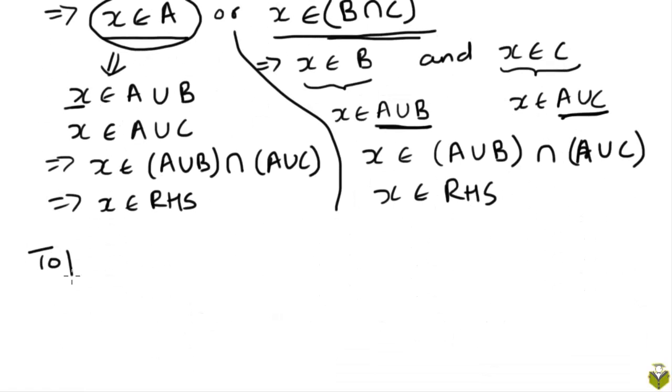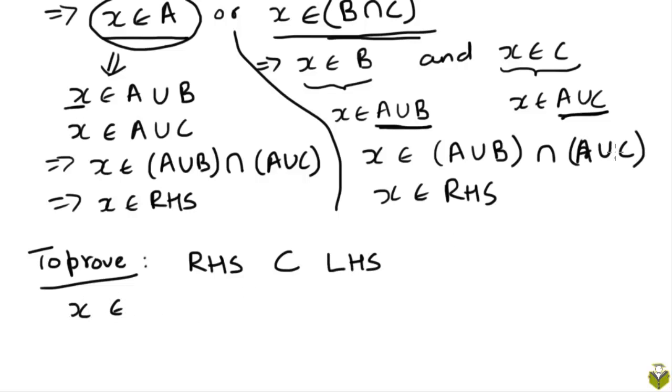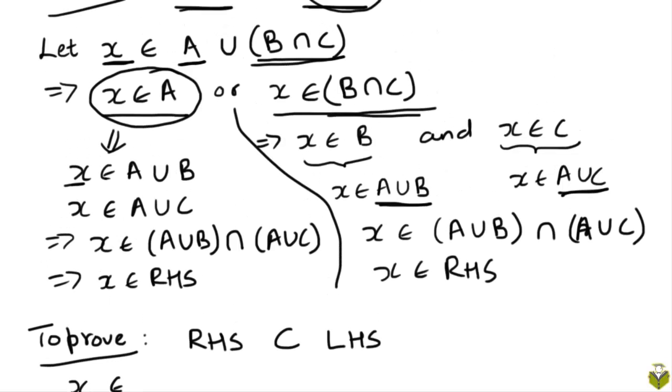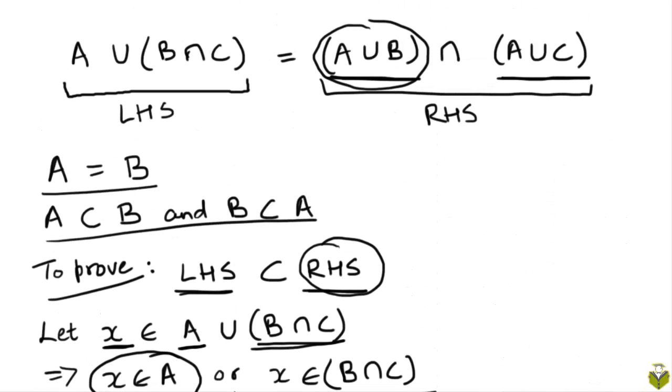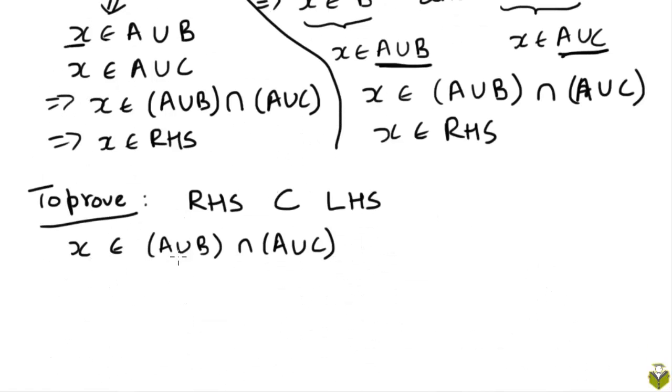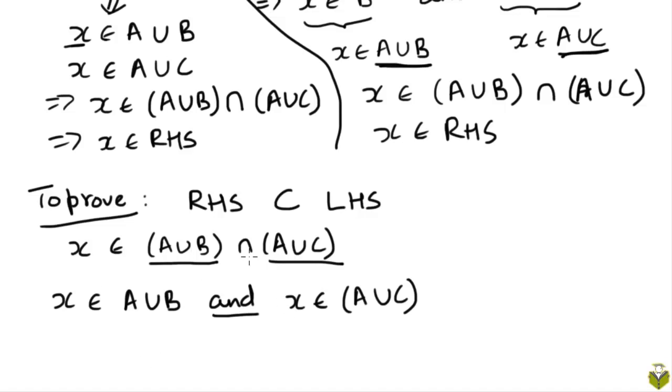Now we have to prove that the set on the right hand side is a subset of the set on the left hand side. So let's draw an arbitrary element from the set on the right hand side. The set on the right hand side is (A union B) intersection (A union C). So if X belongs to the intersection of these two sets, X must belong to the first set and to the second set by the definition of the intersection operation. X must be a common element of both these sets.